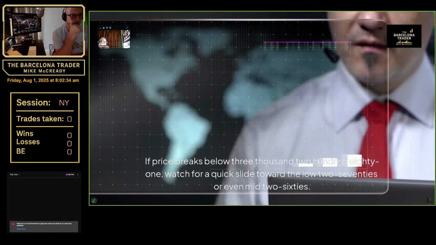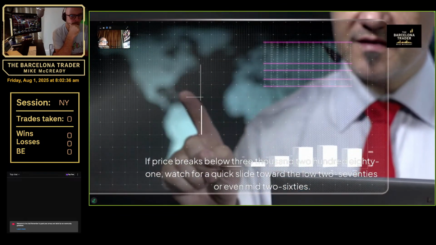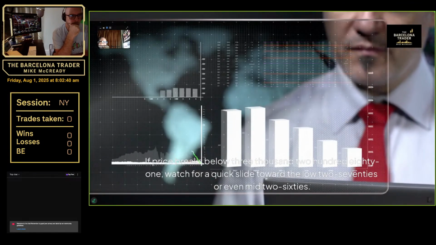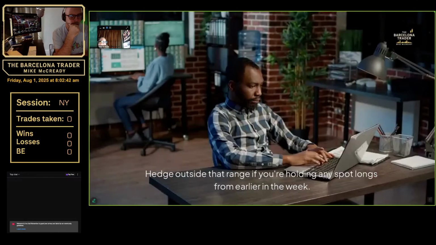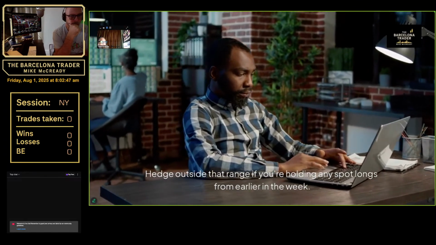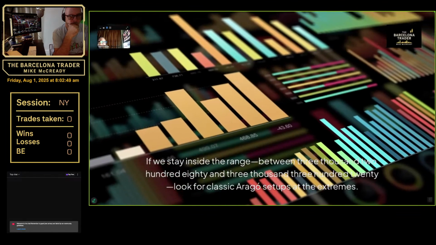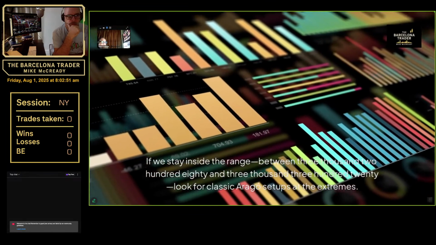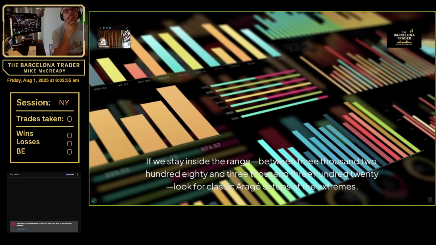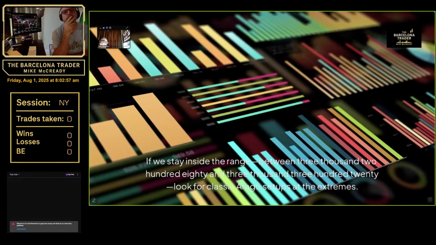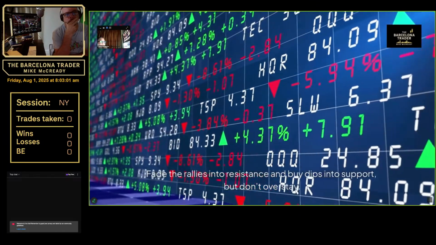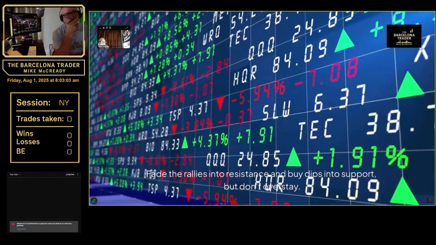If price breaks below 3,281, watch for a quick slide toward the low 270s or even mid 260s. Hedge outside that range if you're holding any spot longs from earlier in the week. If we stay inside the range, between 3,280 and 3,320, look for classic range setups at the extremes. Fade the rallies into resistance and buy dips into support, but don't overstay.